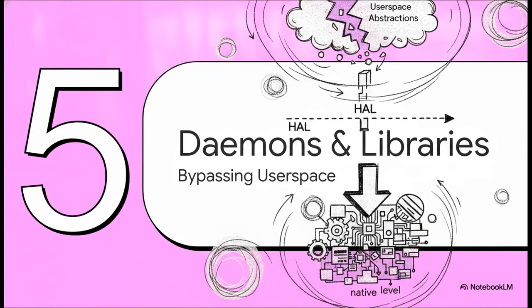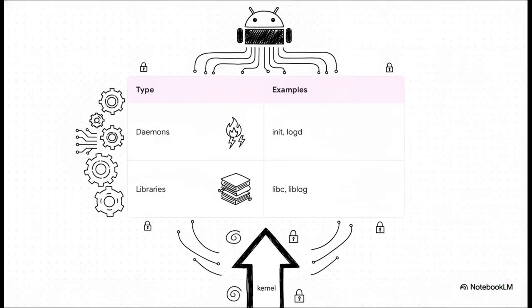Leaving the comforts of user space abstractions behind, we plunge deeper into the native level. Section 5, Native Daemons and Libraries. Down here, things get very technical and incredibly fast. We've got native daemons like init, which handles the entire boot sequence, plus healthd, logd, and storaged. And actively supporting them are core native libraries written purely in C and C++, like libc, libbinder for seamless interprocess communication, and libselinux for enforcing strict security policies. The crucial takeaway here? These daemons and libraries completely bypass those user space HAL implementations we just talked about. They possess the necessary clearance to interact directly with the kernel.